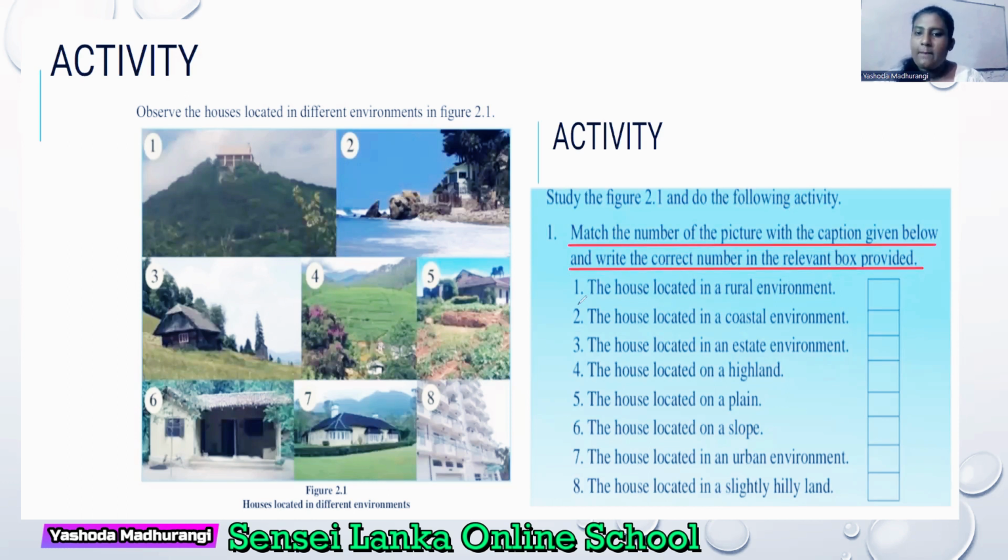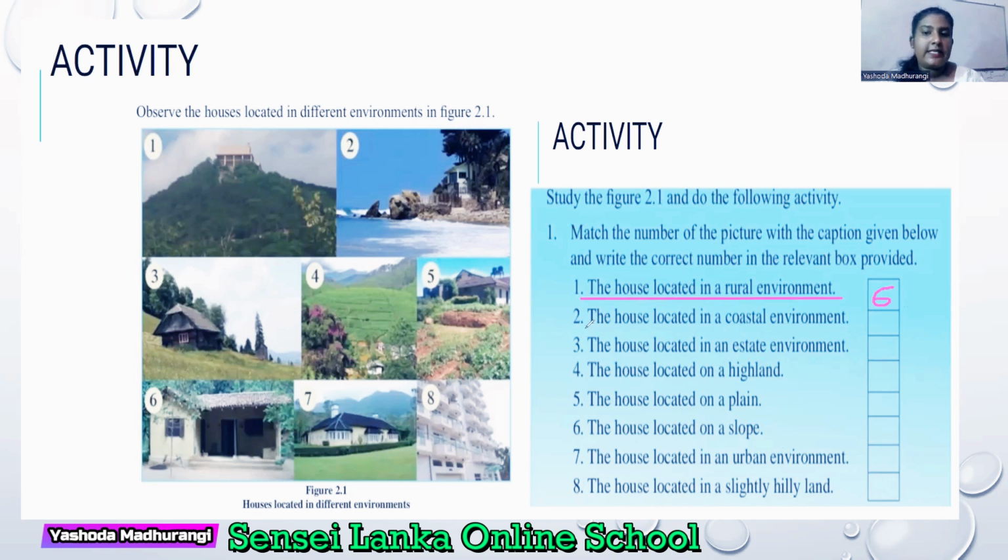So, let's look at number 1. All of you look at number 1. The house located in a rural environment. So now you must have a question. What is rural environment? Rural environment means in a village. The house is located in a village area. So what is the suitable picture? What is the suitable one? Number 6. Yes, it is number 6. Look at the background, then you can understand.